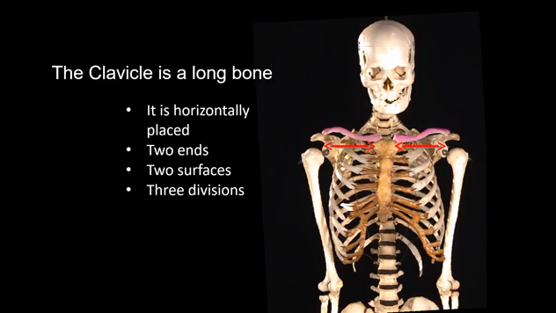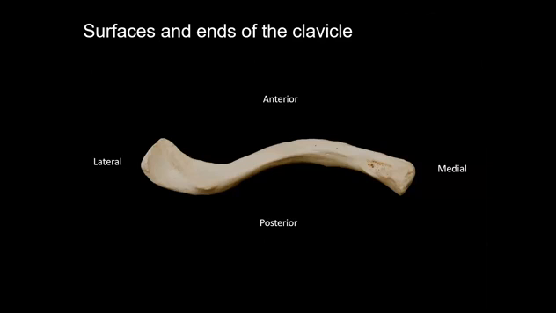It has two ends, it has two surfaces, and it has about three divisions. So we're going to be looking at some of the surfaces and the ends. We have the medial end and the lateral end. You can see the medial end is rounded in nature, while the lateral end is flattened out in nature. So you can appreciate the convexity across the lateral end, and you can appreciate the concavity across the medial end.